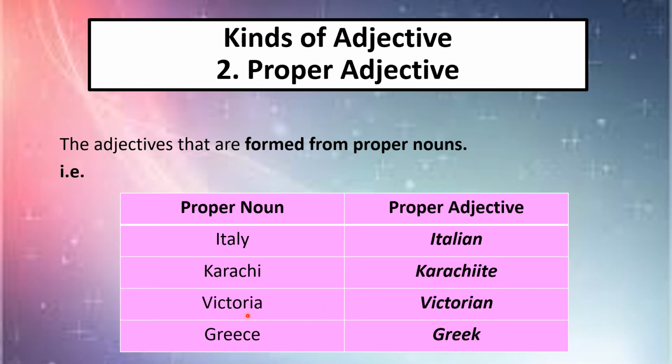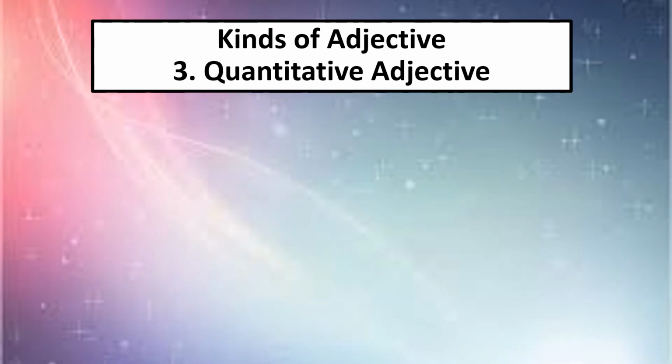Victoria is proper noun. Its proper adjective form is Victorian. Greece here is proper noun. It's name of a country and proper adjective can be formed from Greece, that is Greek. Let me now tell you about the third kind of adjective, which is known as quantitative adjective.